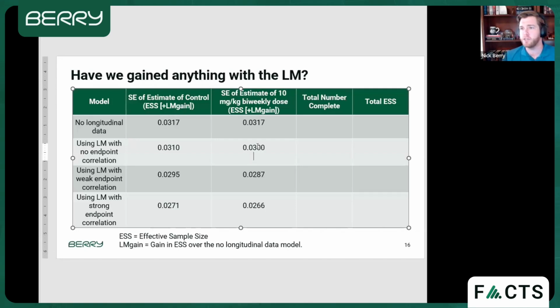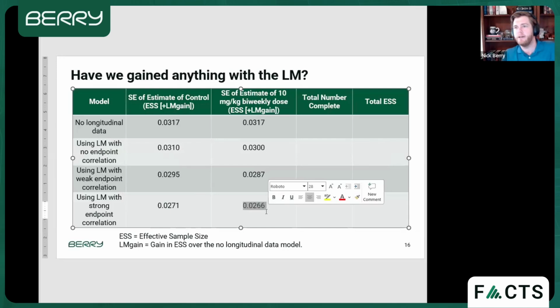We think it's going to have enough uncertainty that it doesn't change stuff that much. And you see that the reduction here is not that dramatic, but the longitudinal model does reduce the standard error of that estimate. When we start adding endpoint correlation, we get bigger reductions. So when we have our longitudinal model with the weak endpoint, our standard errors go down. And when we have a longitudinal model with strong endpoint correlation, we go down even more. This is expected. The more your early visits are correlated with your final visit, the more helpful the longitudinal model is going to be.